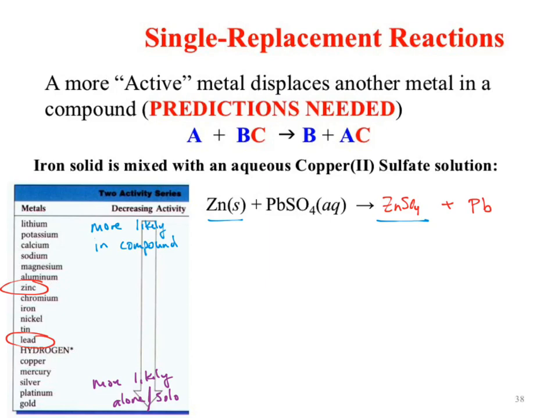Okay, there are those two sides. Where is zinc with something? On the right side of the equation. How do I know it's with something? There's something written next to it.